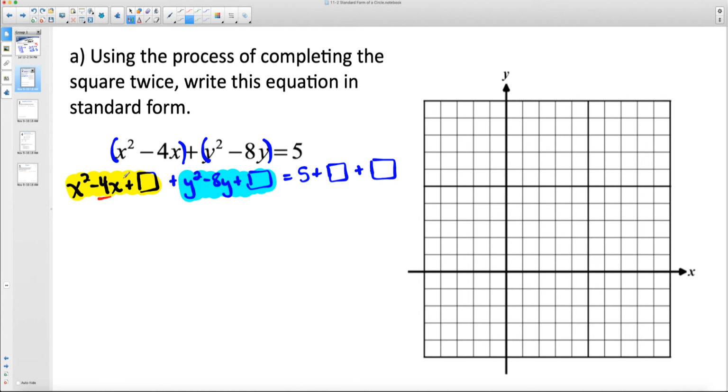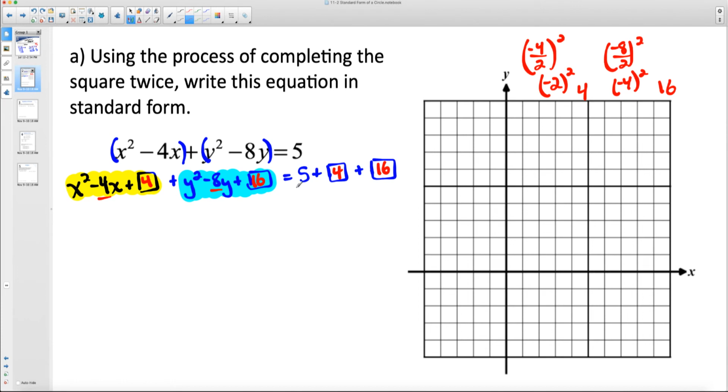So we're going to take our b value, half it, and then square it. Negative 4 divided by 2 is negative 2, and then negative 2 times negative 2 is 4. So we're going to add 4 over here, and when we add to one side, we have to add to the other, so we add 4 over here. Now we do the same process for our y's. This time we take negative 8, that's our b value, divide it by 2, and then square it. That's negative 4, and negative 4 times negative 4 is 16. So we're adding 16 over here and 16 over here.